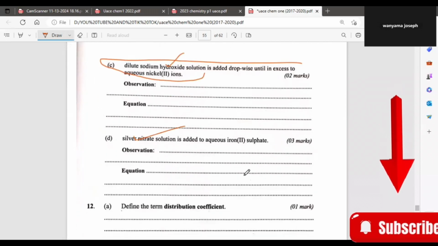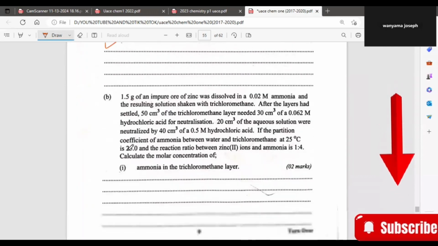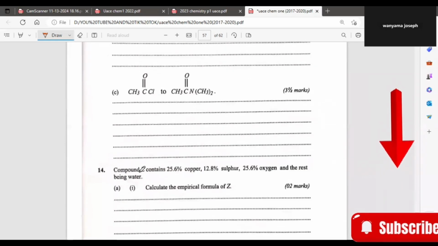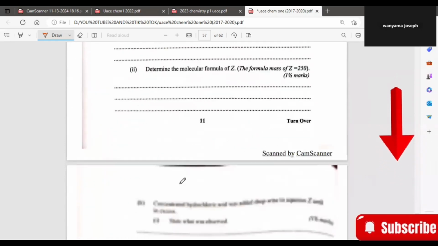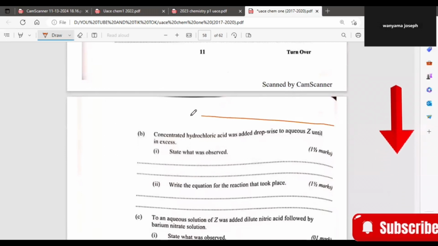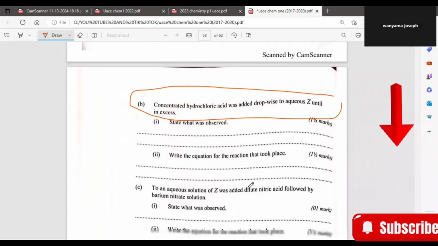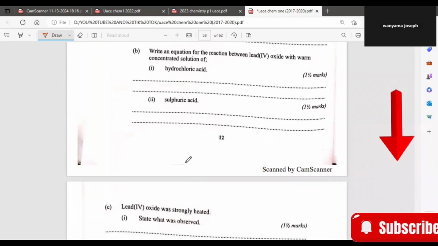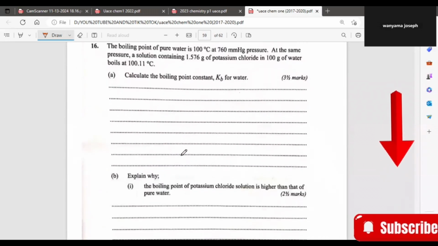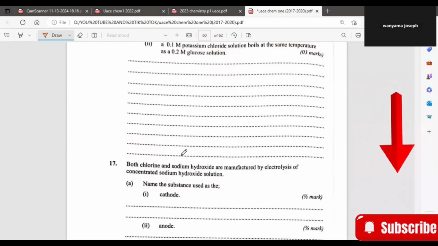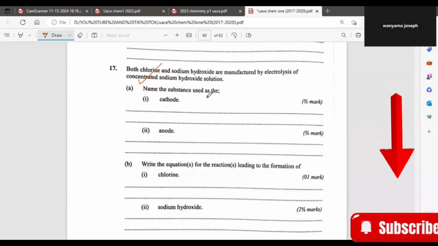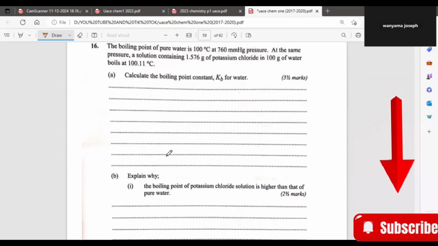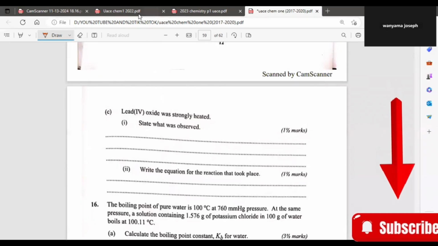So qualitative analysis there. This is physical, quite obvious. This is organic chemistry. This is inorganic chemistry. So you can see, that's your inorganic chemistry. This is organic. This paper is full of inorganic areas. That's why most students crashed. That's physical. This is inorganic. Actually, there are about 4 questions in inorganic, 2 in physical, and about 2 in organic chemistry.